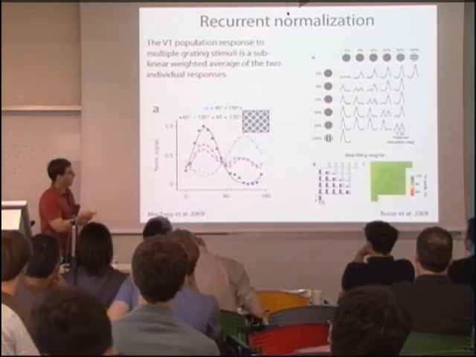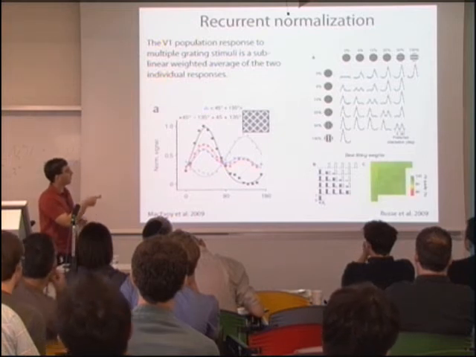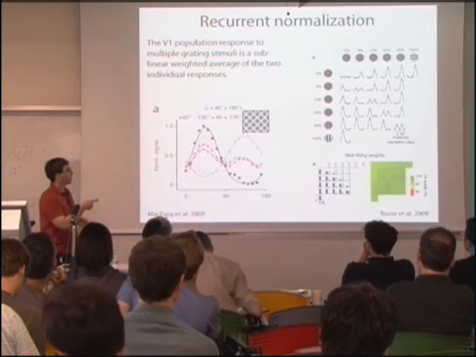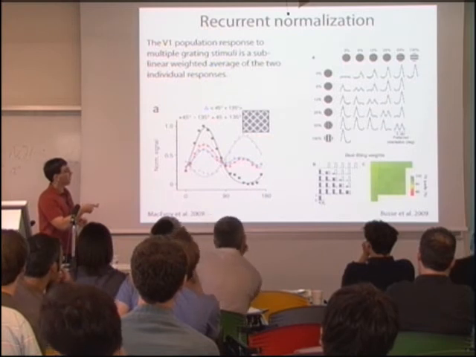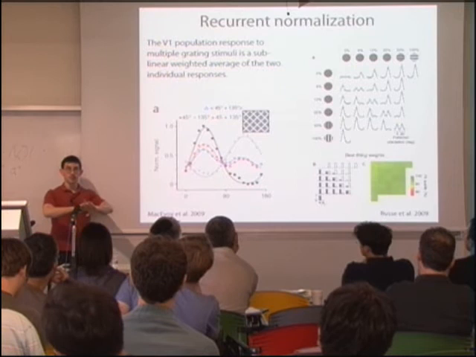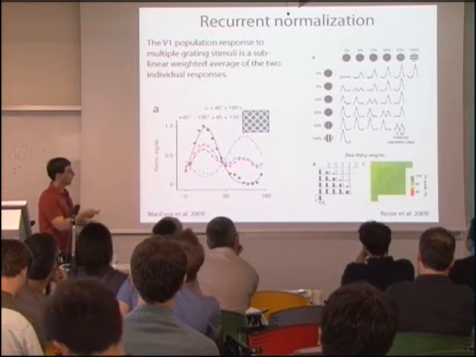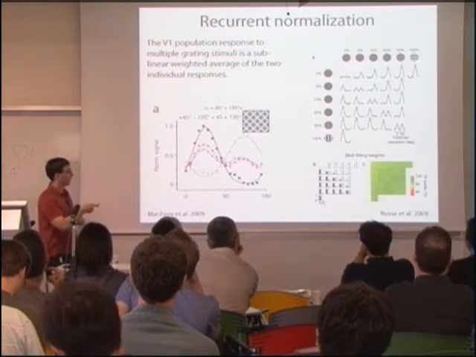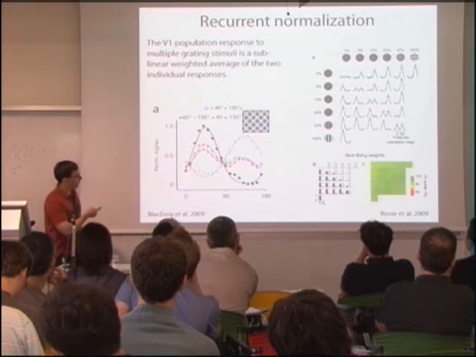They show a population of cells characterized by their preferred orientation, either a 45 or 135 degree grating. You get a nice big response. In blue, they average the response to these two gratings. And in red, they show the response to the two stimuli presented at the same time. And in this experiment, they find that the response is very closely matched to the average of the two stimuli alone. And this is with intrinsic signal imaging.